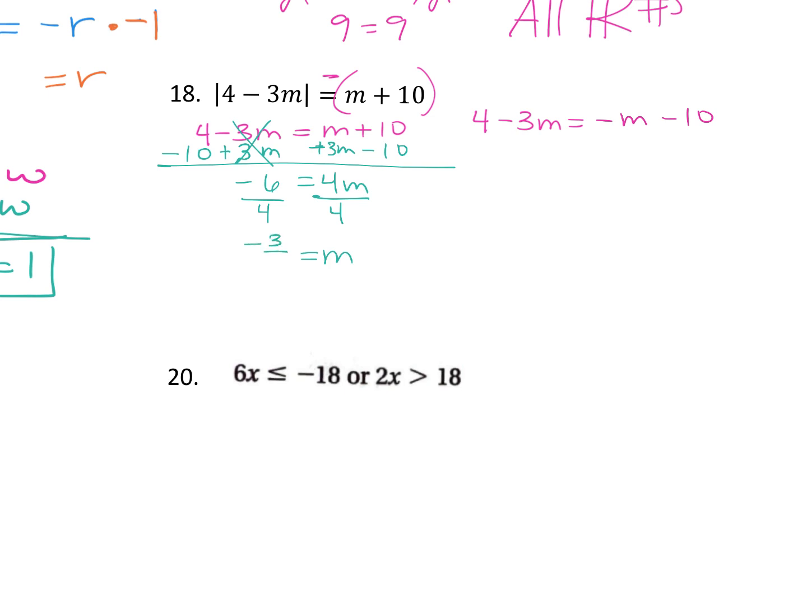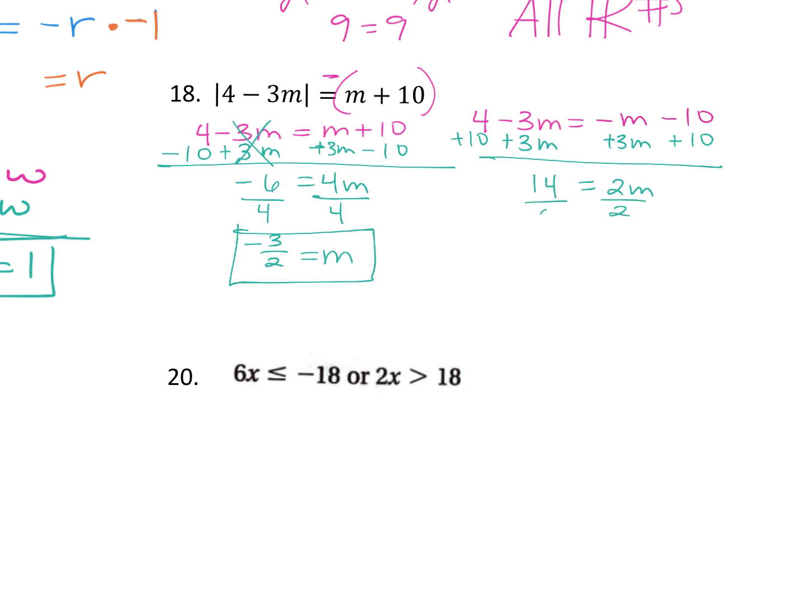Or you could call it, you've got options here, negative 1.5. Any of those are fine. Okay, the other side, I would add 3m. So I get 2m. And then I would move the 10 to the other side. So 2m equals 14. Divide by 2. So m is 7. Okay, and you can always plug them back in to look for extraneous.